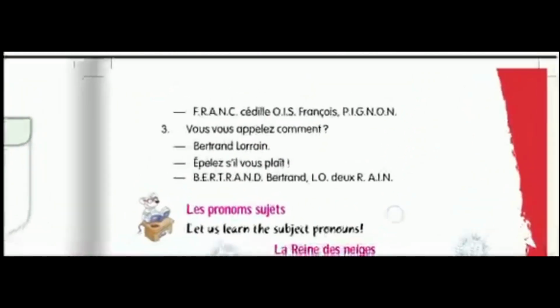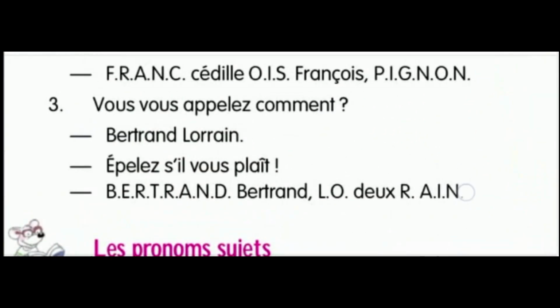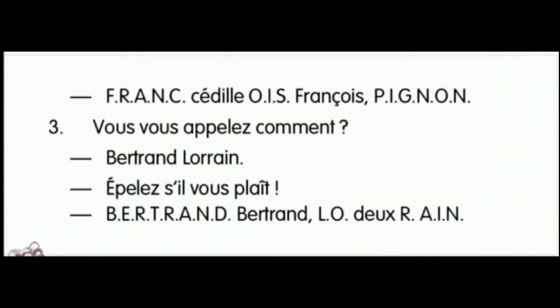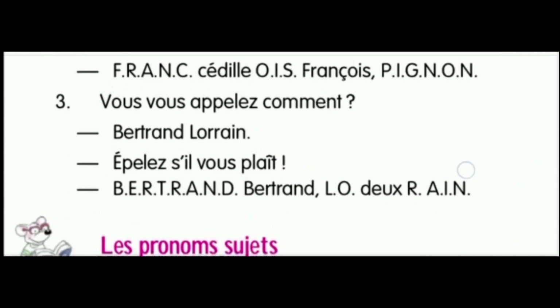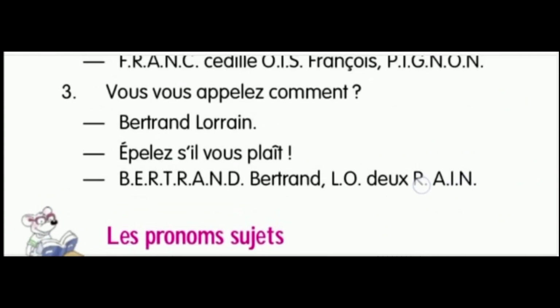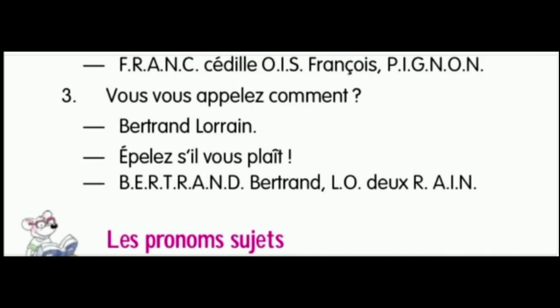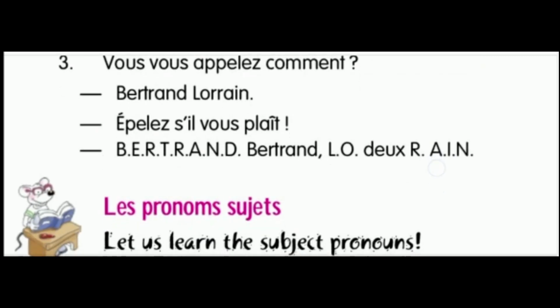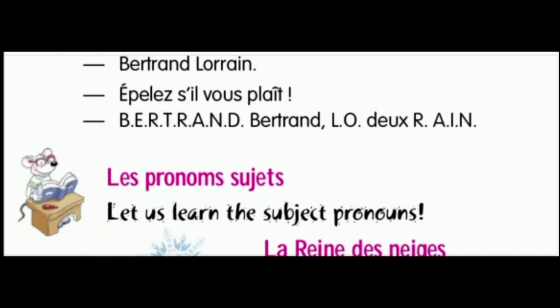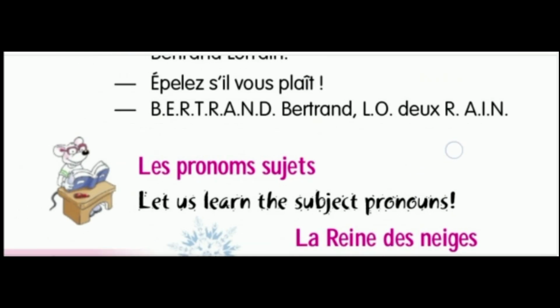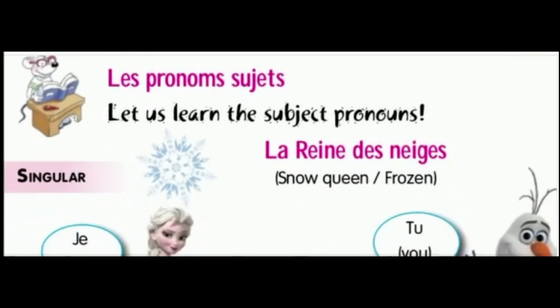Here we have it on the next page. I want you to pronounce these letters collectively by yourself. This is your homework. Then going on to the next conversation, vous vous appelez comment, which is what is your name? Bertin Lauren, which is I am Bertin Lauren. Épelez, s'il vous plaît, can you spell your name? It is Bertin and Lauren. I want you to read these numbers and these letters collectively by yourself. This is your homework as well.